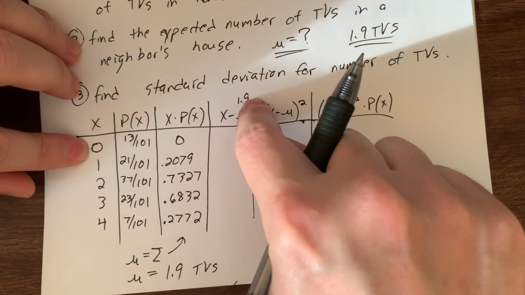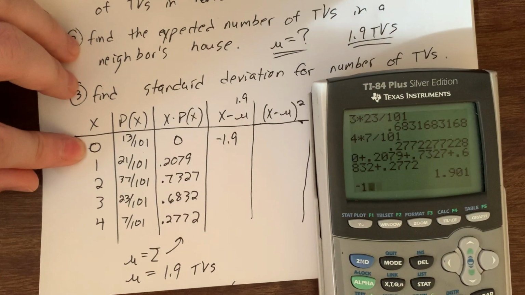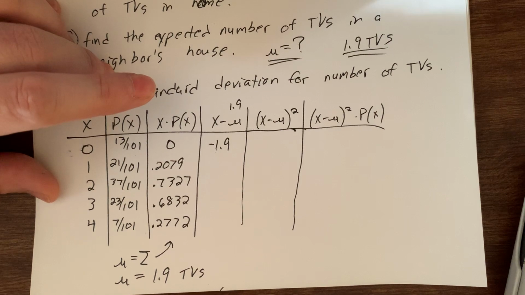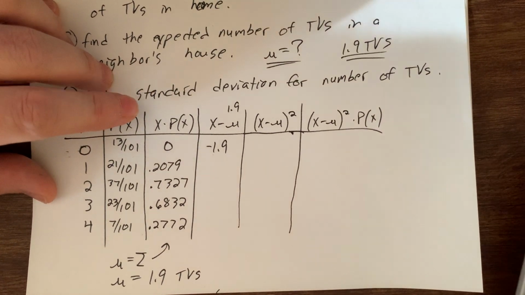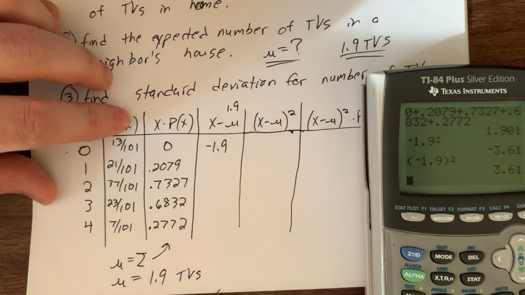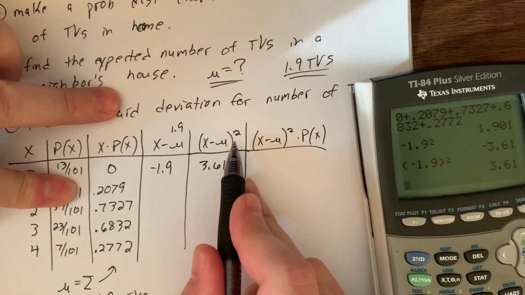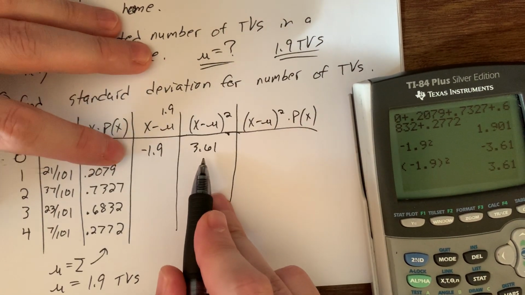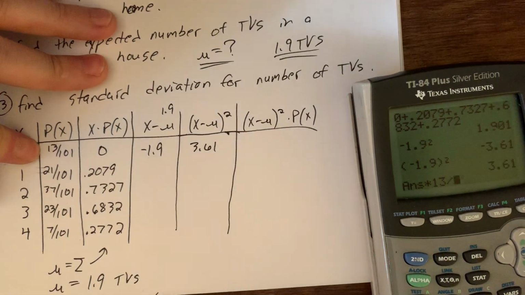So I'm getting 0 minus 1.9 is negative 1.9. But then that negative 1.9 gets squared. Oops, sorry about that. I need parentheses there. That's why it was nice when I was doing all the work. When I just hit answer squared, it knew the negative was a part of my answer. So that's positive 3.61. Remember, you're squaring. Everything will always be positive here. Okay? So 3.61 times the probability, so times 13 divided by 101.